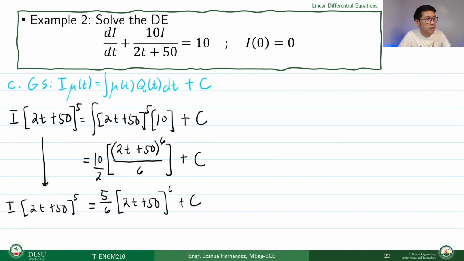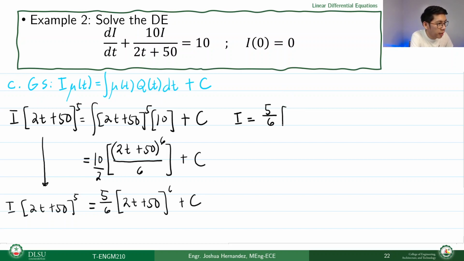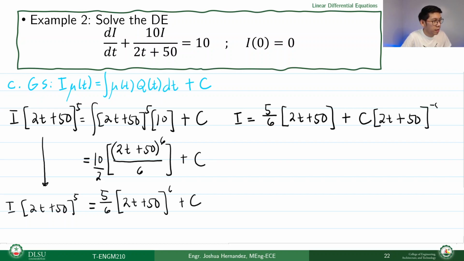We're gonna get I equals 5 over 6 multiplied by 2t plus 50. Bakit 2t plus 50 na lang yung natira? Kasi di ba, this is 6 and this is 5. So 6 minus 5 is 1. Kaya, ang natira na lang dito, 2t plus 50. Pero, pagdating dito sa c, kasi we divided it to the whole equation, 2t plus 50 becomes raised to negative 5 now.